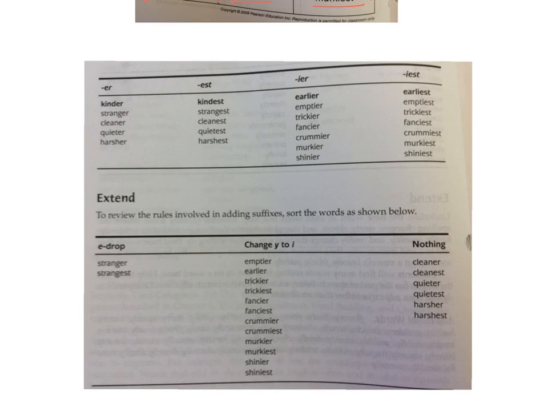Okay, so this is your sort. What's the name of your sort? The name of your sort is comparative suffixes, ER, EST, IER, and IEST.